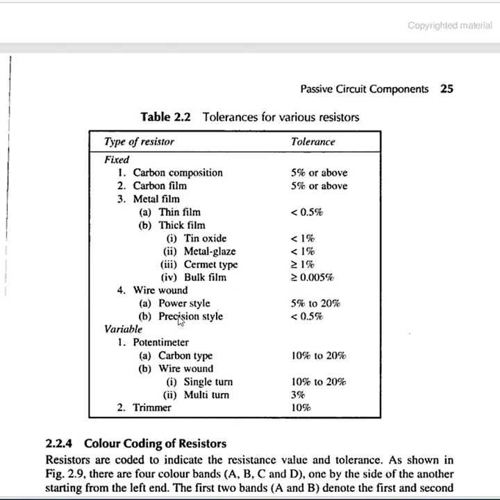Wire wound: power style, 5% to 20%. Precision style, less than 0.5%. Variable resistor, potentiometer: carbon type, 10% to 20%. Wire wound: single-turn, 10% to 20%. Multi-turn, 3%. Trimmer, 10%.